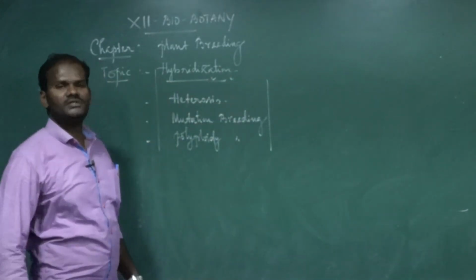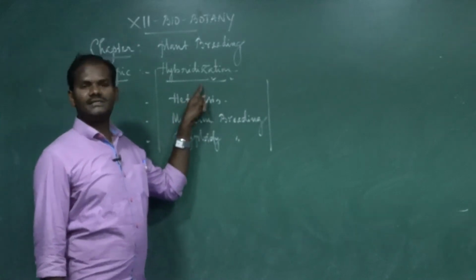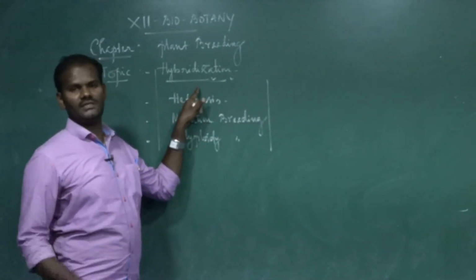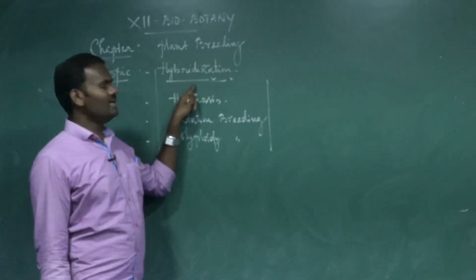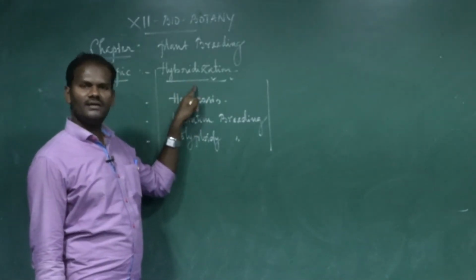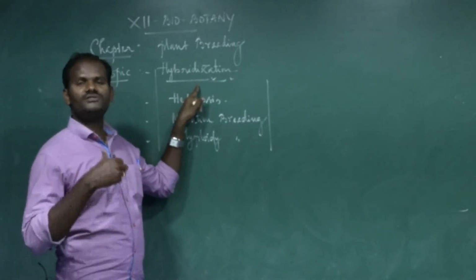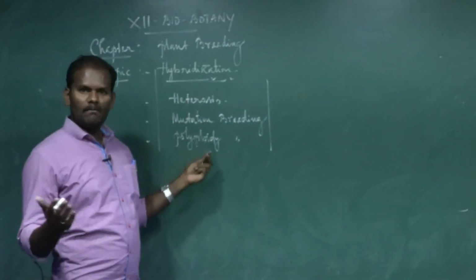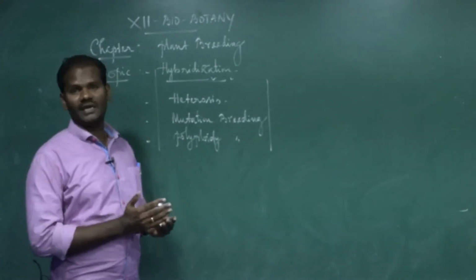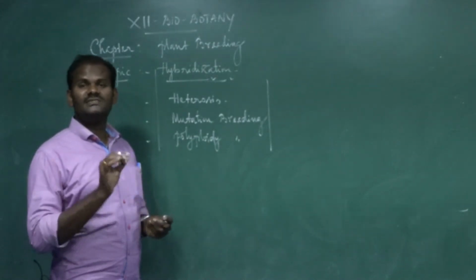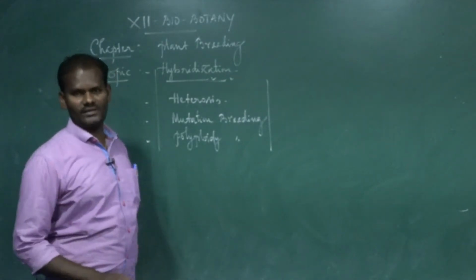What is called hybridization? Hybridization is one of the important tools in the improvement of crop plants. It is a technique, a new method, a tool for production of a new crop by crossing one or more plants with more desirable characters. These plants are called genetically unrelated plants.